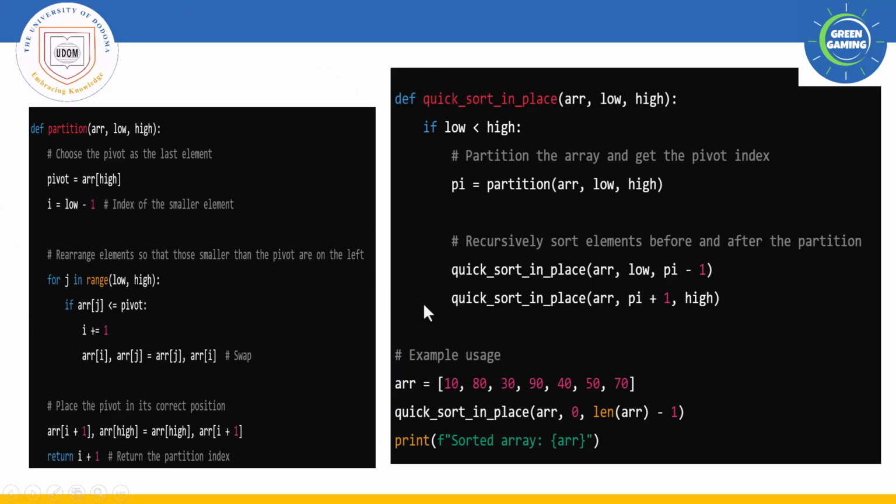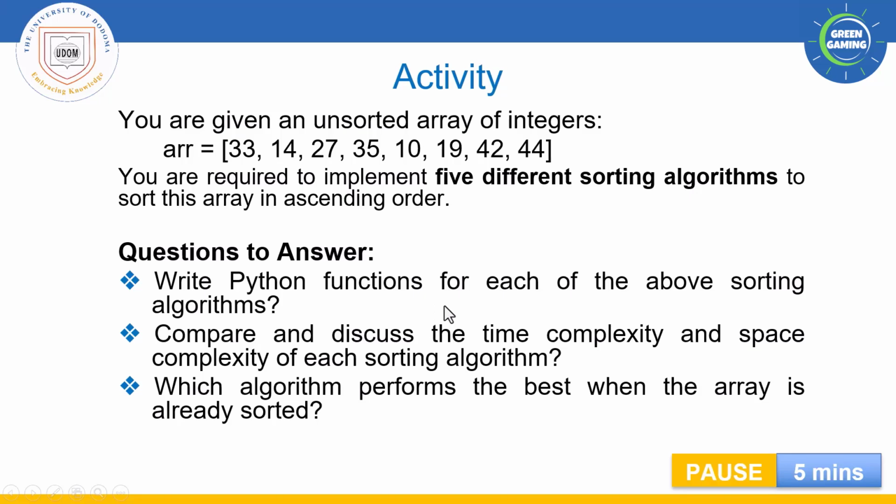So see this example, attempt it by yourself. You have been given an activity where you are required to implement 5 different sorting algorithms to sort this kind of array in ascending order. The questions to answer are: write a Python function for each of the above sorting algorithms; compare and discuss the time complexity and the space complexity of each sorting algorithm; then decide which algorithm performs best when the array is already sorted. Take your time, pause the video, and perform the activity.